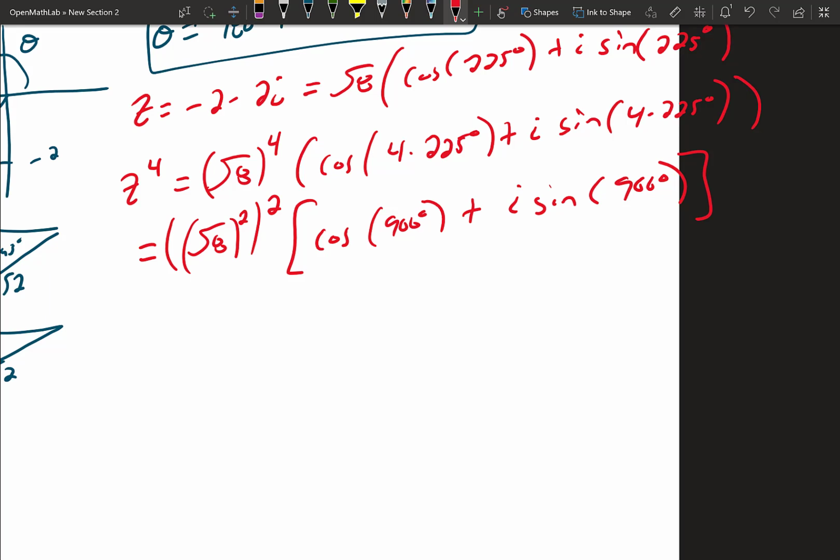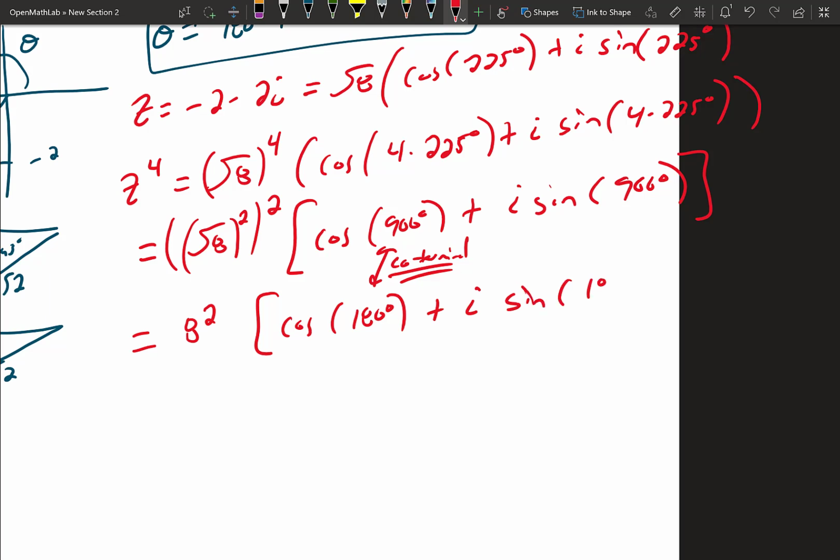And then 900 degrees is coterminal with 180 degrees. We can subtract 360 degrees until we get a value that's between 0 and 360. So the square root of 8 squared is just 8, so this would be equal to 8 squared times cosine of 180 degrees, again because these are coterminal, plus i times sine of 180 degrees.